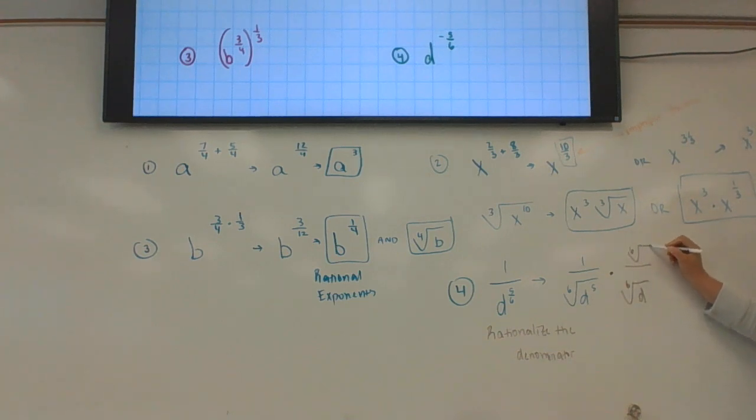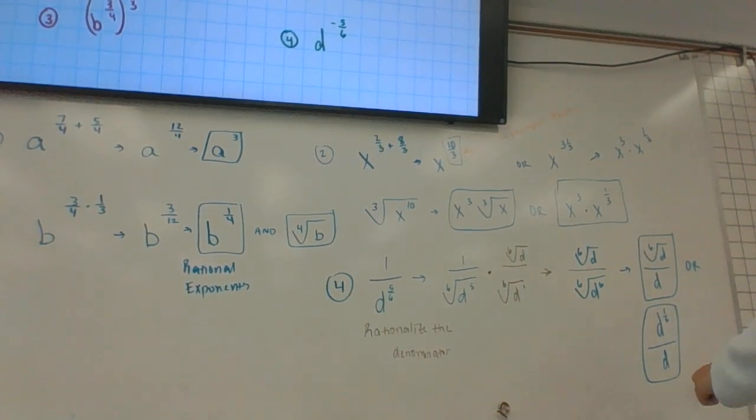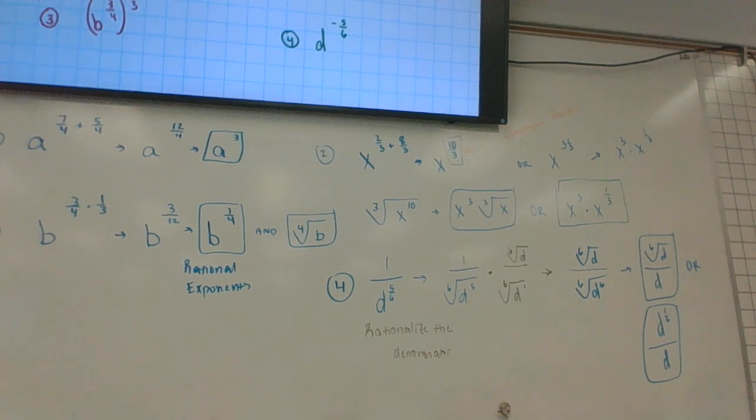And since we want to do that to the bottom, we'll also do it to the top. So we got the 6th root of D over the 6th root of D to the 6th now, because 5 and 1 make 6. 6th root of D all over D. Or D to the 1/6 over D. And there are other ways to get to that answer, but that's probably the best way to show it as of now.